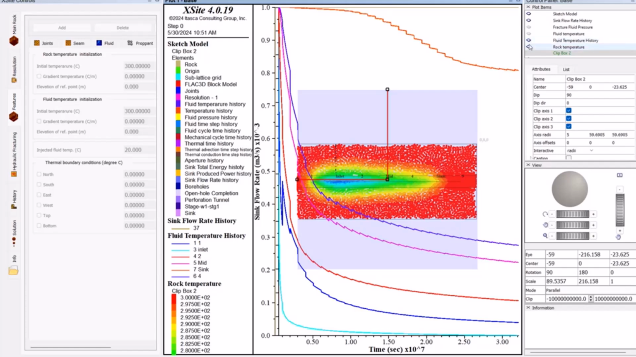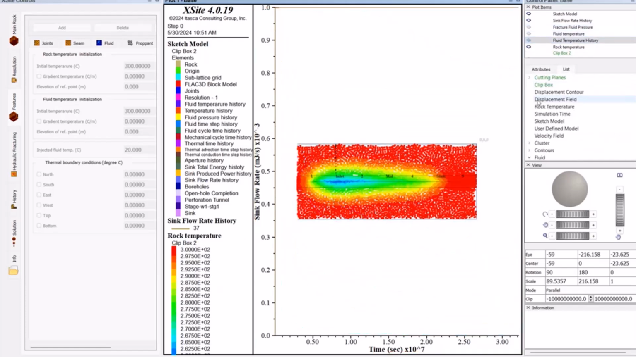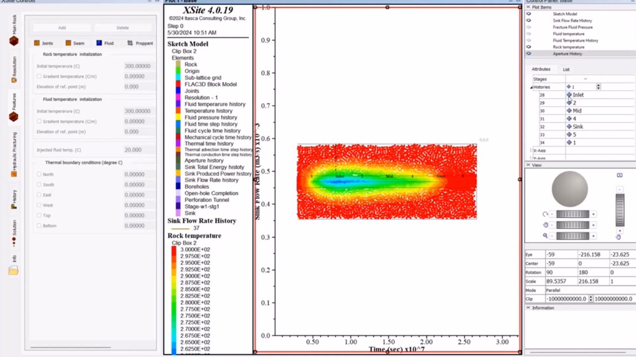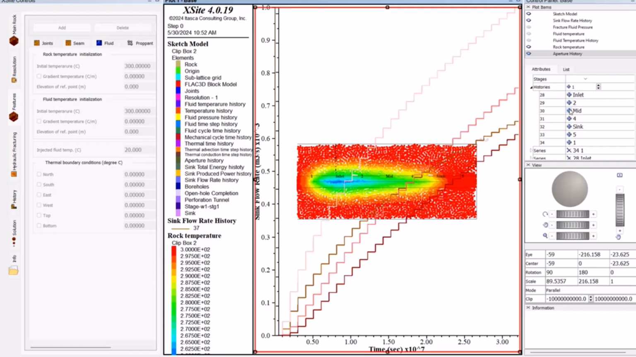What would also be of interest to see is how the cooling of the rock affects the deformation and the apertures. So I'll turn off these histories and add the histories of the aperture. So again, let's go from point one, inlet to. So you see this bumpiness?